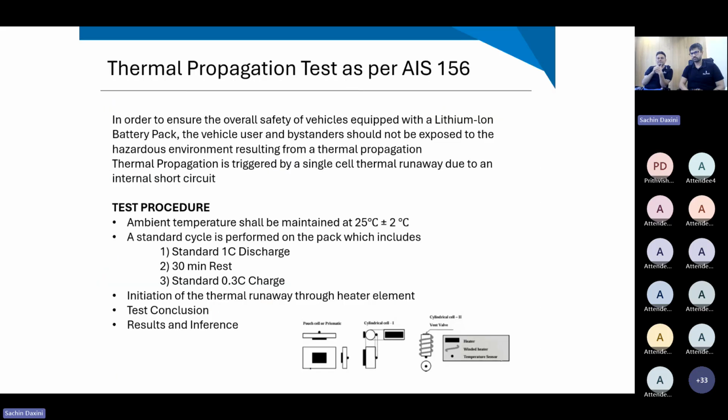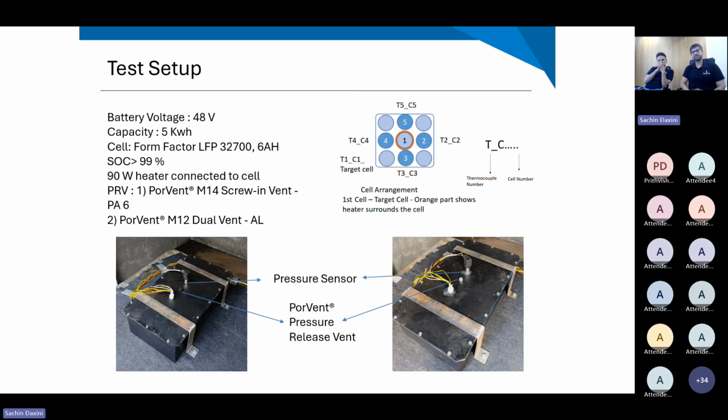From a battery application perspective, some of our products have been tested against the thermal propagation test also, according to the AIS 156 standard. This was a general battery pack, not a specific customer battery pack, but it was assembled just to test how our vents perform. You can see the setup on the screen.